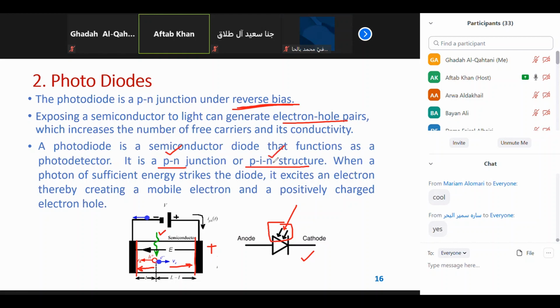Do you know what is PIN? Any guess? P-type material and N-type material. And you know what is I?